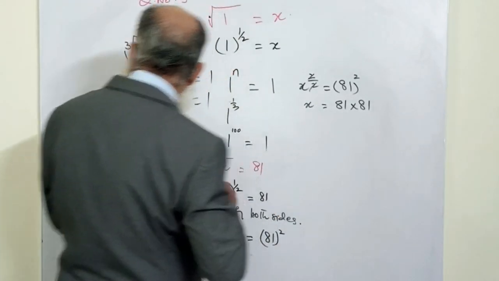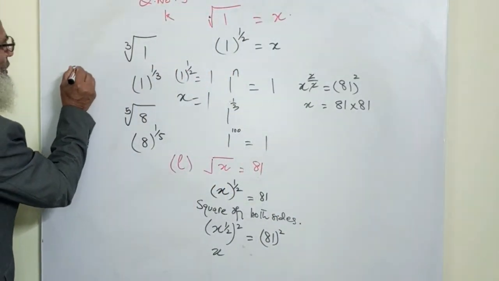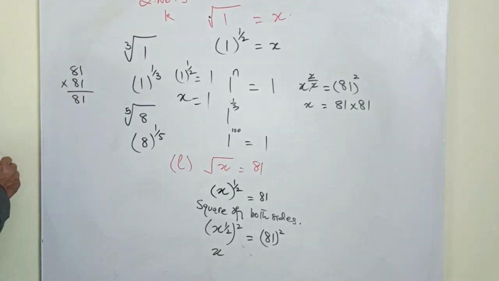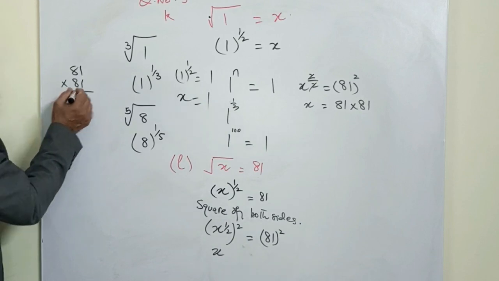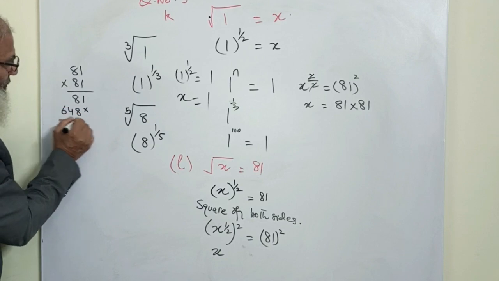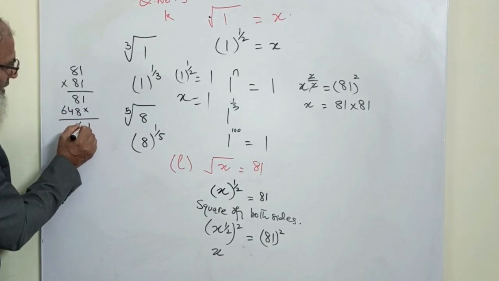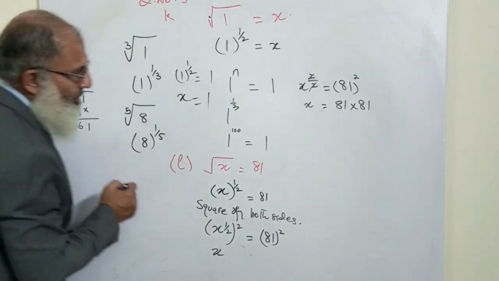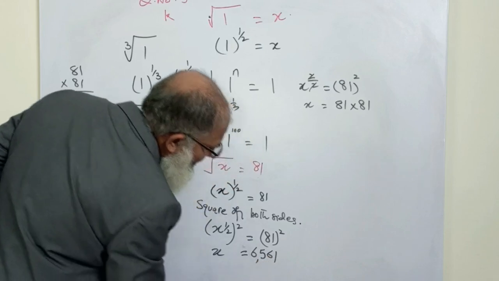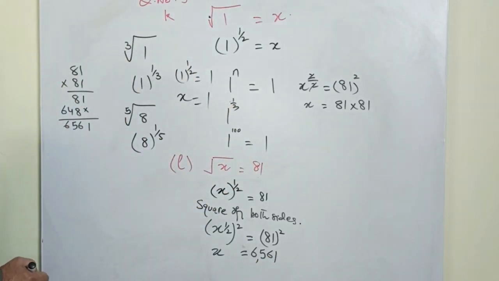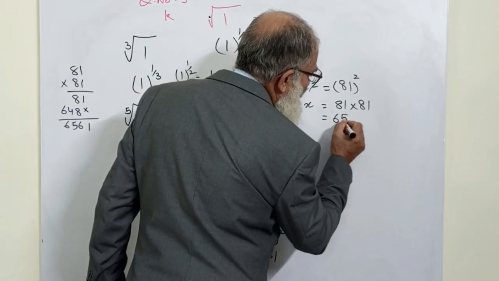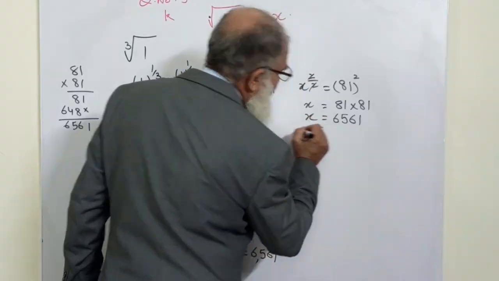You can do it in your rough work also, or you can use a calculator as well. Let me use the rough work procedure. 1 times 8 is 8, 8 times 8 is 64. 1 6 5 1 6. So what comes over here? 6561. 6561 is the required x.